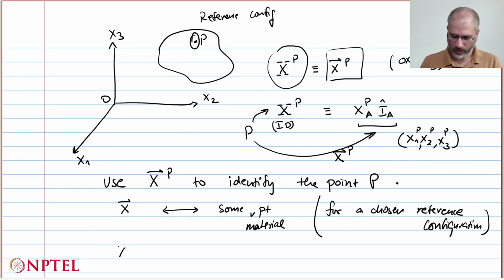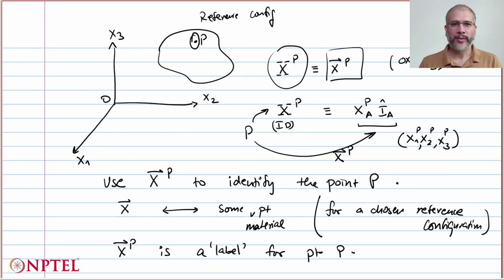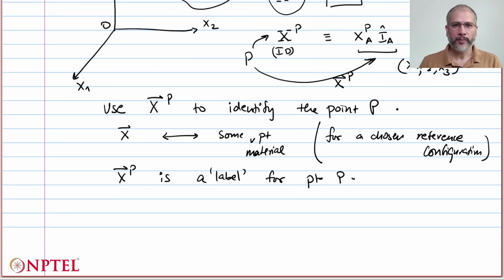So in a way, I can say that XP is a label for the material point P. So instead of using IDs now, I'll be labeling points using their material coordinates. And this is the reason the word material coordinates is called material coordinates, because these coordinates refer to material points in the body. I'll give you an analogy which will make it easier to remember.